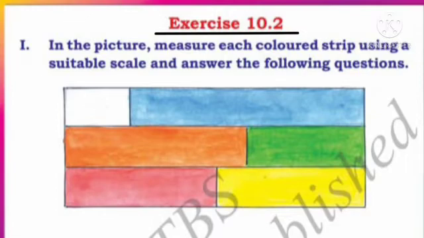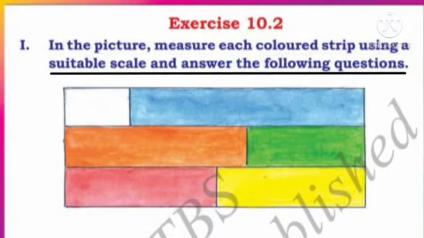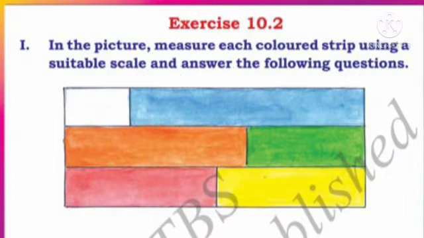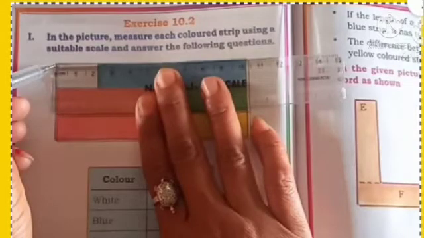Let us solve the exercise 10.2. First, in the picture, measure each colored strip using a suitable scale and answer the following questions. First of all, we have to keep the 0 mark of the scale at one end of the side and measure the value on the scale at its end point. Then we have to record it.